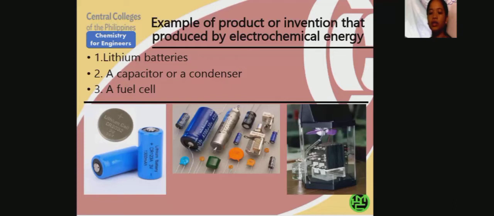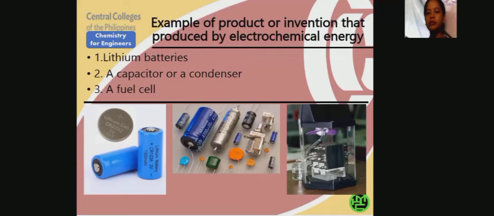What devices use capacitors? They are essential components in a wide range of electronic systems like smartphones, household electric appliances, electric vehicles, and other medical devices. And next is the fuel cell. A fuel cell is an electrochemical cell that converts the chemical energy of a fuel and an oxidizing agent into electricity through a pair of redox reactions.